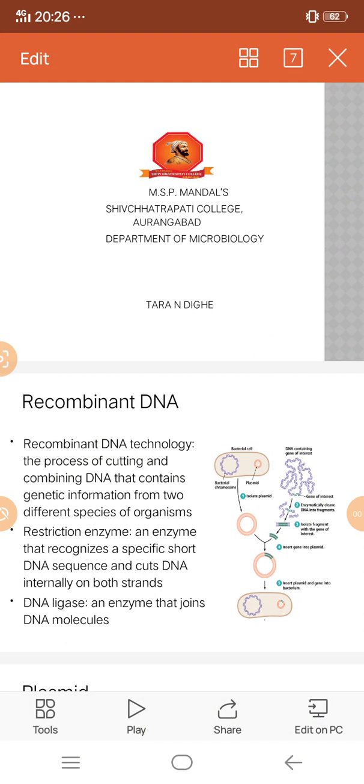Today's topic is recombinant DNA technology. Recombinant DNA technology is the process of cutting and combining DNA that contains genetic information from two different species of organisms. For the process of recombinant DNA technology, we require different tools.